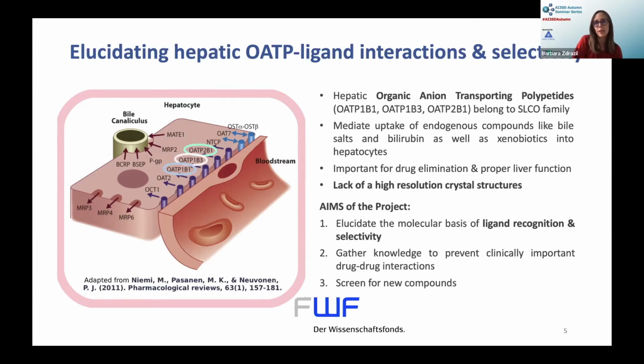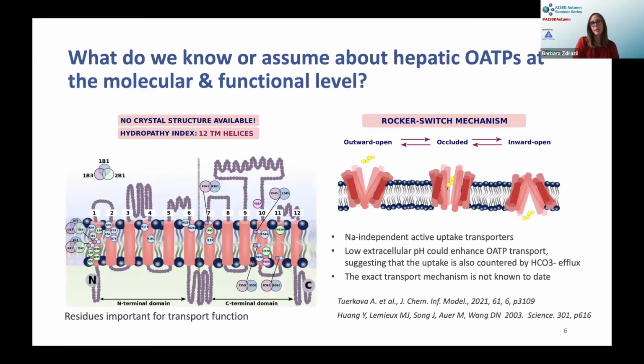So why is it actually important to understand this? Because if we gain knowledge about these transporters, then we can in the future probably better prevent clinically important drug-drug interactions. And one other focus of this project was, once we have established structural models of these transporters, we can potentially also screen for new compounds, potentially even more selective compounds that we can use as tool compounds for future studies. So this is where we started when we began this project around 4 years ago.